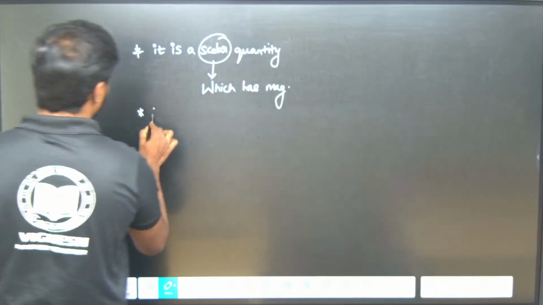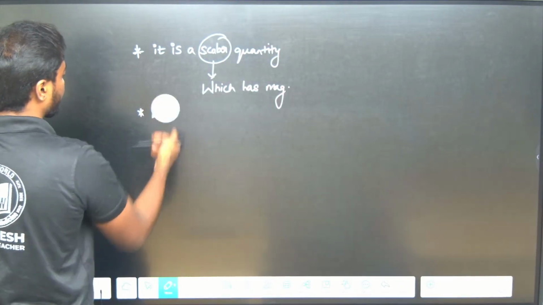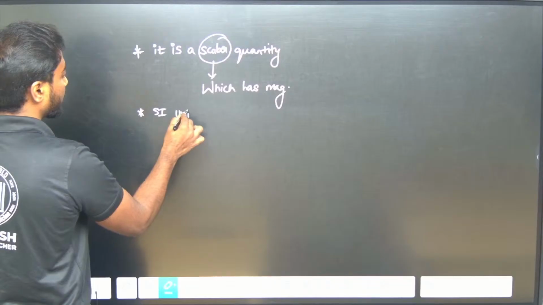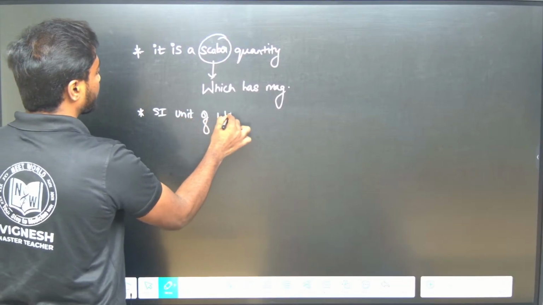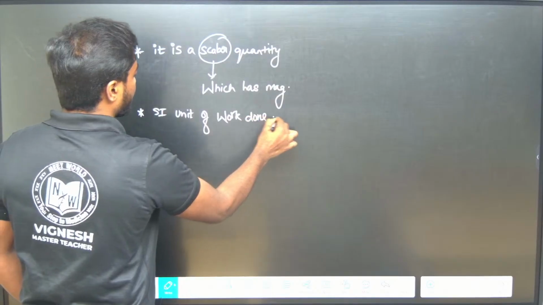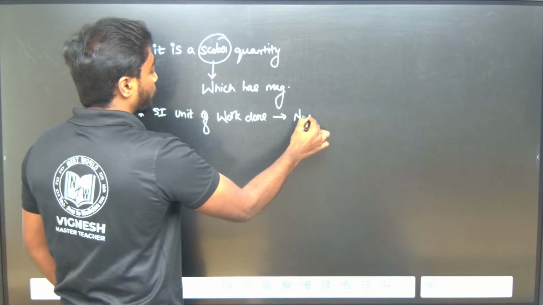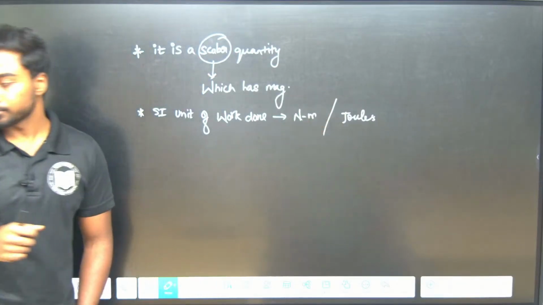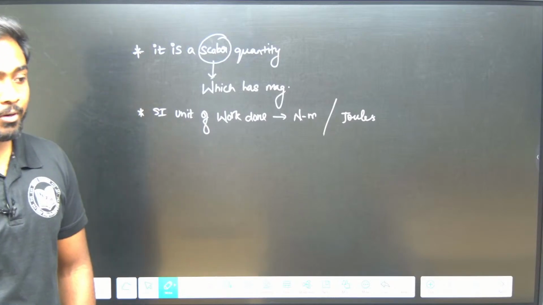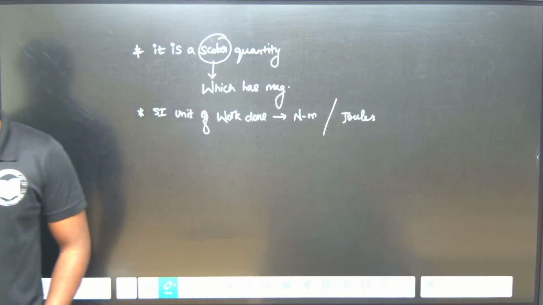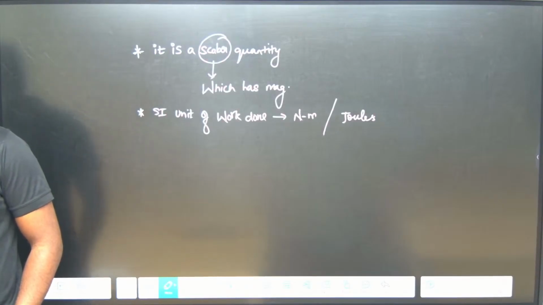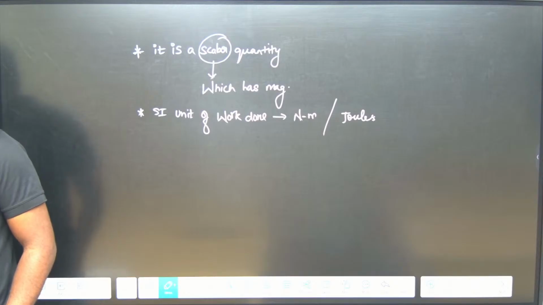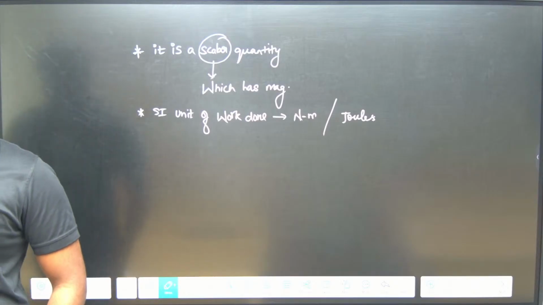So the SI unit of work done is, either we can say it's a Newton meter or else joules. So this is the SI unit. Done. We'll go for the next one.